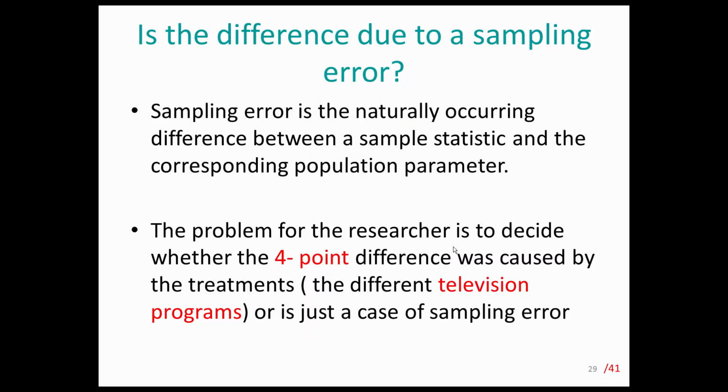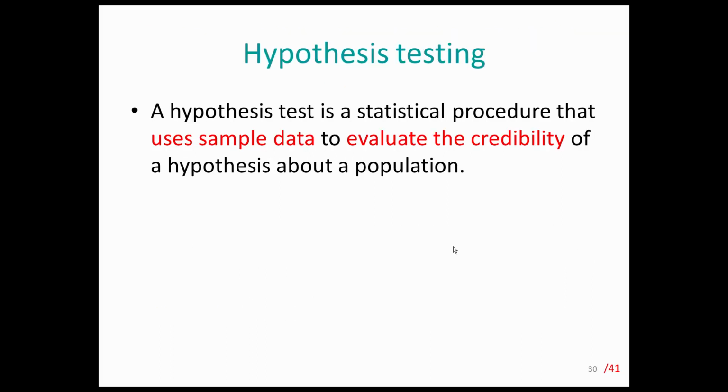In order to answer this question, you have to understand that sampling error is always there. When you're dealing with samples, you always see a difference. But in this particular situation, we want to see whether this 4-point difference is actually random error or sampling error, or whether it's due to a different treatment. In order to answer this question, you have to do some hypothesis testing.